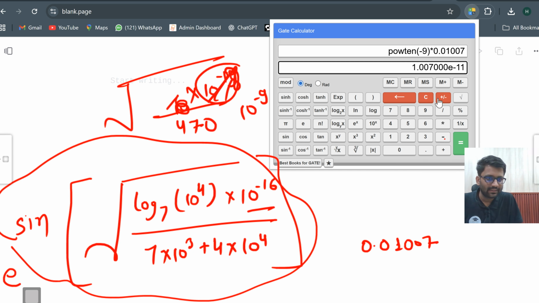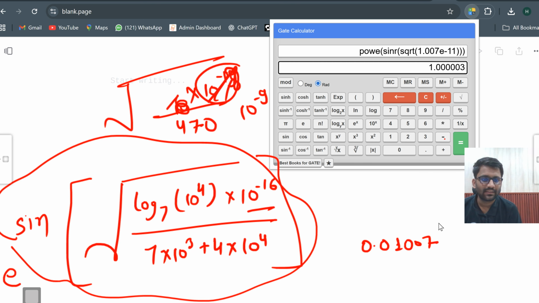Whatever you get, this is the thing that you are getting, and then you need to take the under root. So this is the under root sign. The input that I was having, 0.01007 into 10 to the power minus 9, and then I need to take the under root, and then I need to take the sine. Is this in degree? No, it is in radian. So change it to radian and then take the sine. Then you need to take e to the power x. So again e to the power. The answer is coming out to be 1.00003.